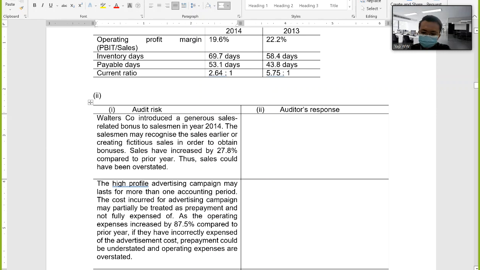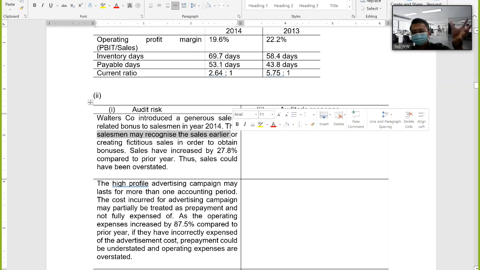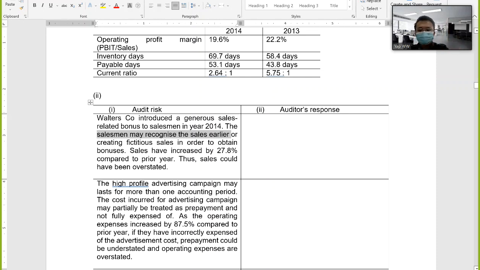Authors call introduce a general sales bonus system to the salesman. The problem is, salesmen may recognize the sales earlier. That's the problem. They recognize the sales earlier, therefore, sales could have been overstated. You are the auditor. Your role is to confirm, are the sales really overstated?